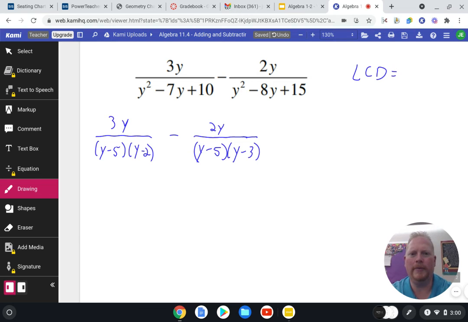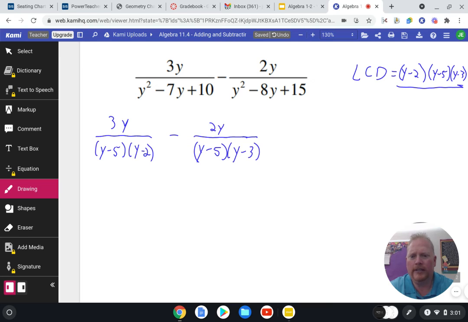So my least common denominator has to have everything that my first denominator has. So it has to have the y minus 2. It also has to have the y minus 5. But it also has to have everything my second denominator has. So it has to have the y minus 5, which is already on my list, so I don't need to repeat it. But the y minus 3 is something new. So there we go. That's my least common denominator. It's got to have y minus 2, y minus 5, and y minus 3.